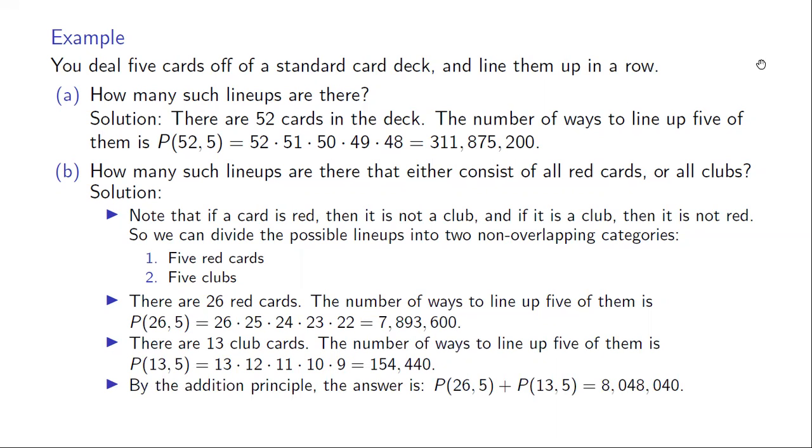Now we can use the addition principle. We have these 2 categories, and they are non-overlapping. In other words, we divided up all possible lineups that we're interested in into 2 non-overlapping categories, so now we just need to add them up. We add P of 26, 5 with P of 13, 5, and that gives us this answer, about 8 million.